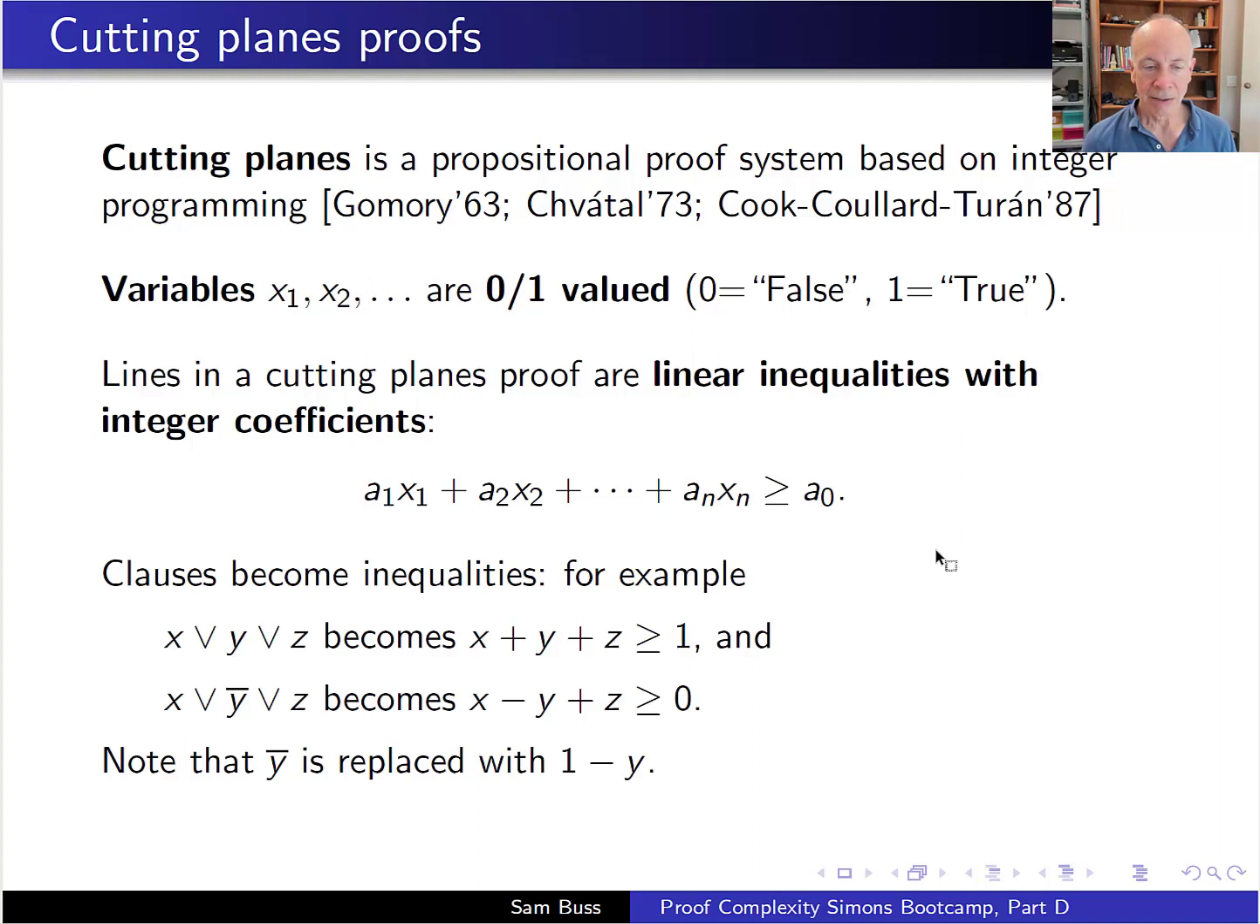Likewise, x or not y or z becomes x minus y plus z greater than or equal to 0. The idea here is we think of not y as being the same as 1 minus y. So we get x plus 1 minus y plus z greater than or equal to 1, which is the same as x minus y plus z greater than or equal to 0.